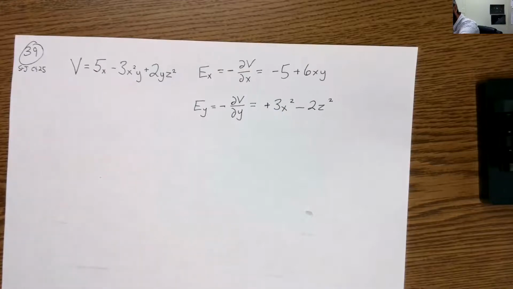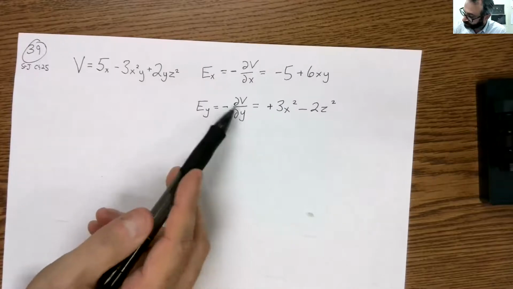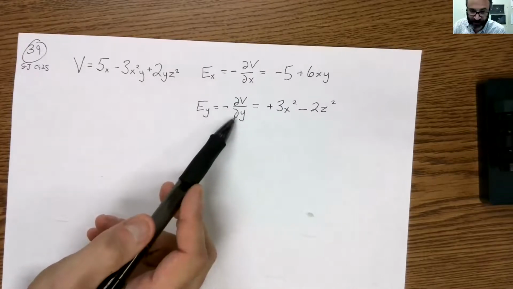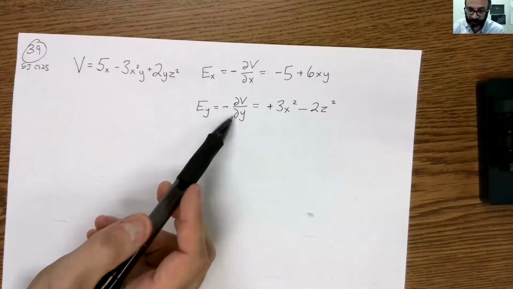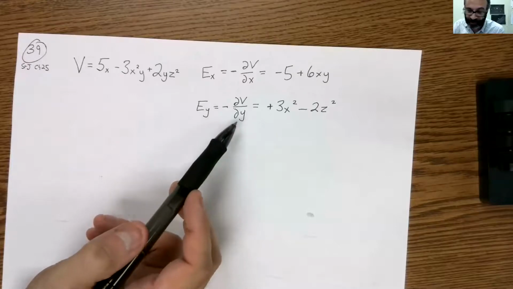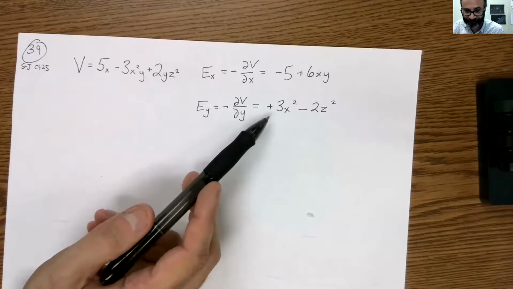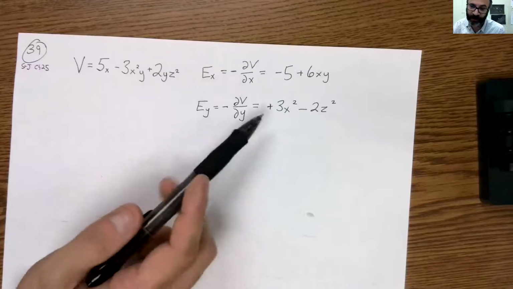Yeah, Mr. Marcus, I'm having trouble understanding why we treat the other variables as constants. Well, these are partial derivatives, right? So really what we're saying is how does this function change if all we change is y? What happens to the value of the function as we vary y? And if you're varying y, then x is being held constant.